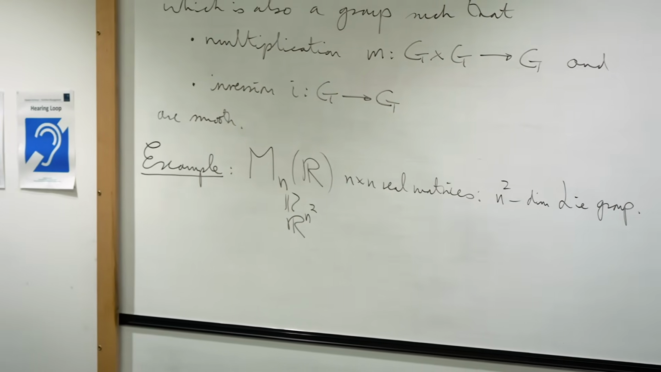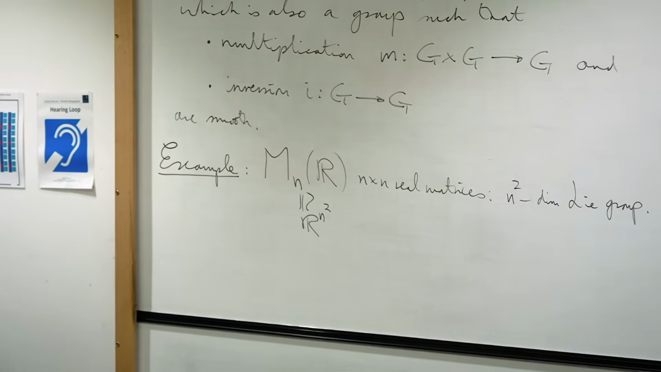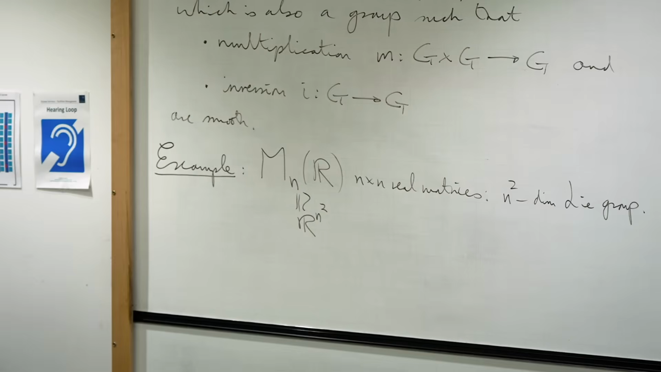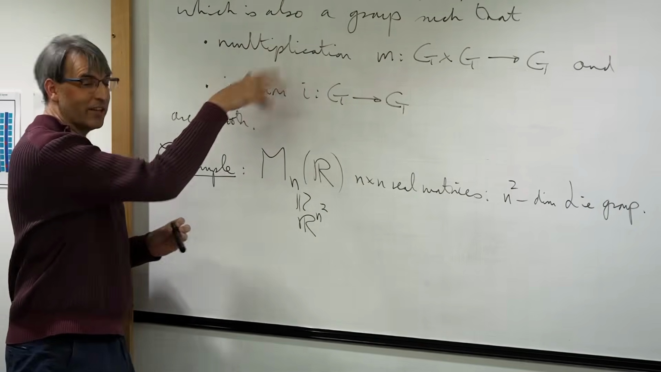Would it have to be the invertible ones? No, because my group action is addition. Right? The identity element is 0. Inversion is taking the minus matrix, right? Yeah. So that's why you have to say what the group is.